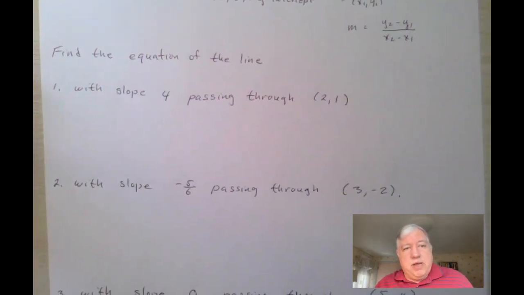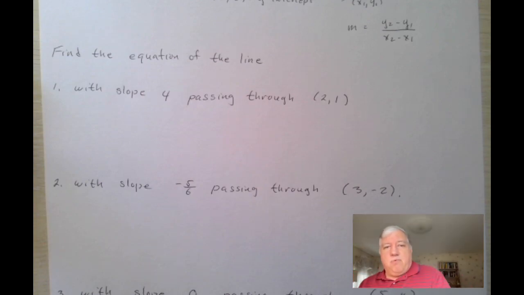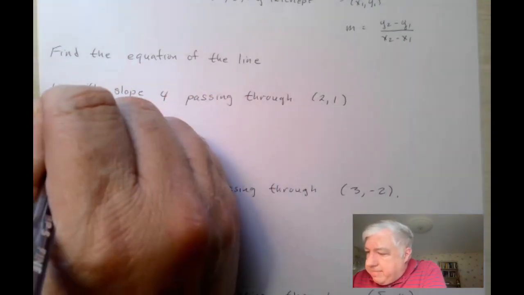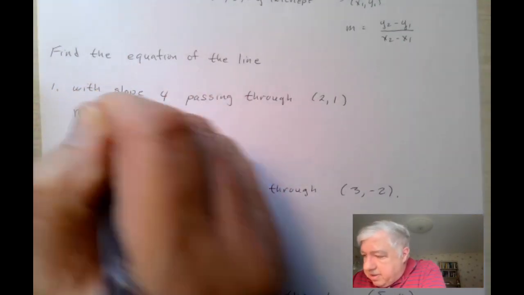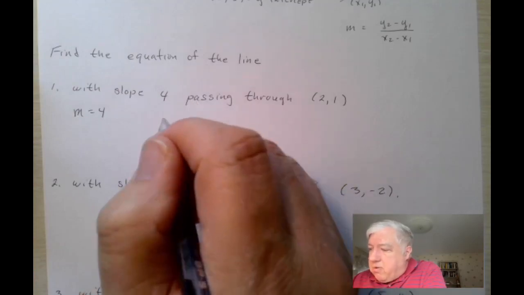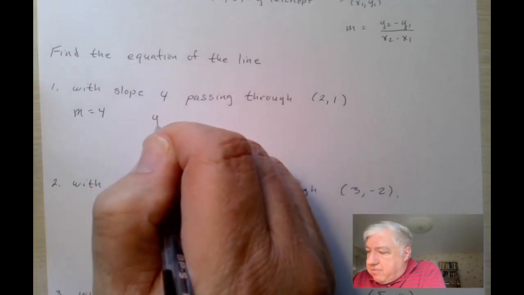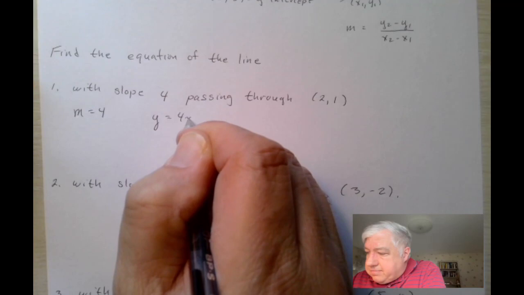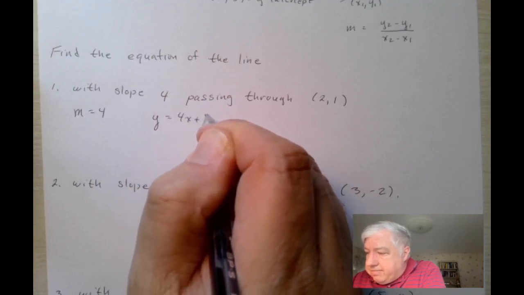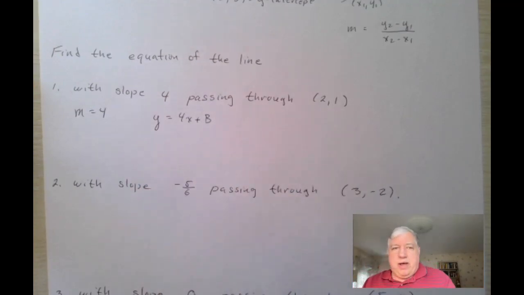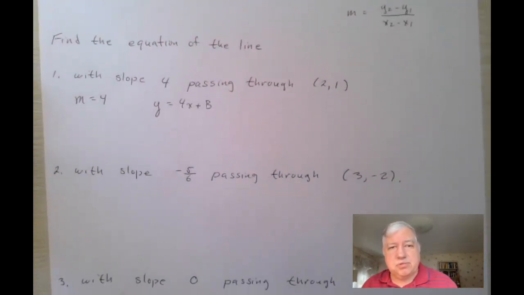So let's say we wanted to find the equation of a line with slope 4 passing through the point (2, 1). Well, m in this case is 4, and that means our equation is going to be of this form: y equals 4x plus b. I'm going to write the b this way, as a lowercase b, because I don't want you to think that it is a 6. All right, so we'll just do it that way.